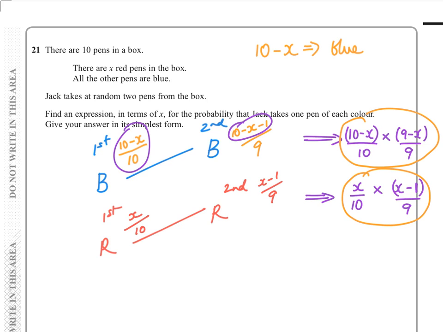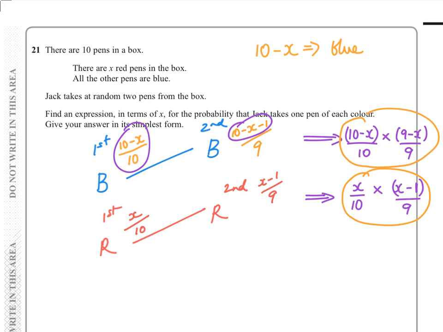Okay? The ones we won't be looking at are blue then red, and red then blue. We didn't pick those, but if we added all those outcomes together, blue blue, blue red, red red, red blue, they would sum to 1, because it would be certain that we'd pick 2 of some kind.